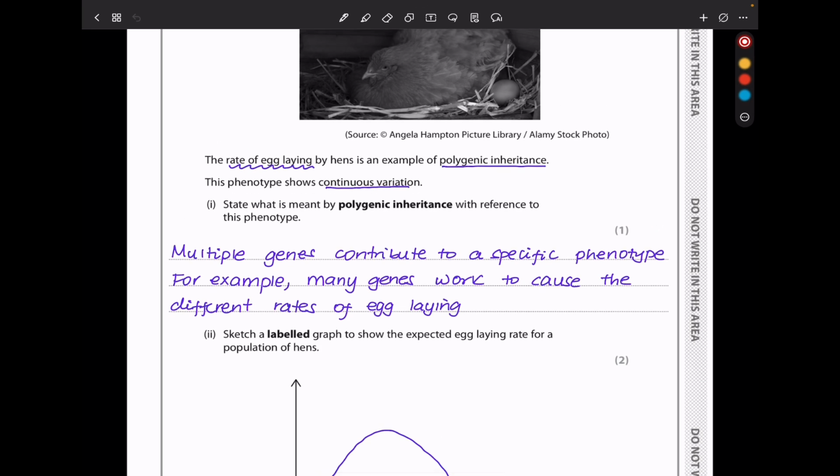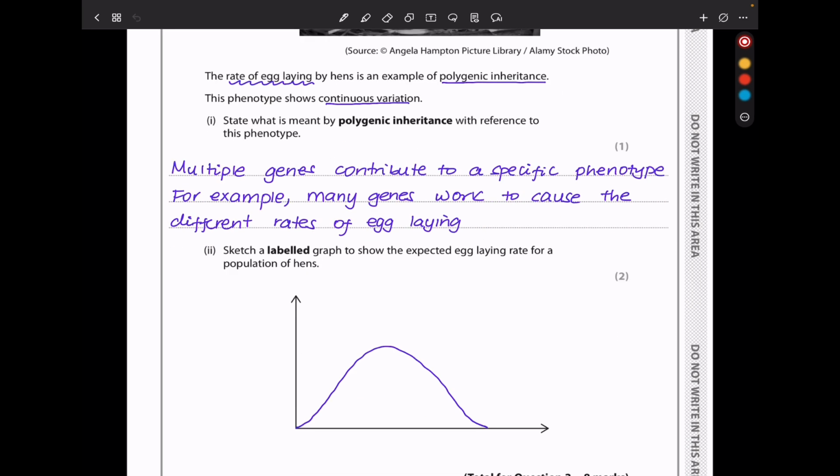Remember, they say the rate of egg laying is an example of polygenic inheritance. So in this case, it means the rate of laying eggs is controlled by multiple genes. So I said multiple genes contribute to a specific phenotype, that is polygenic inheritance. For example, many genes work to cause the different rates of egg laying.